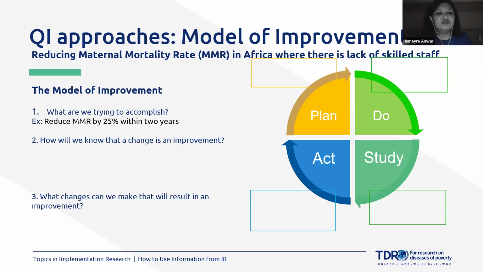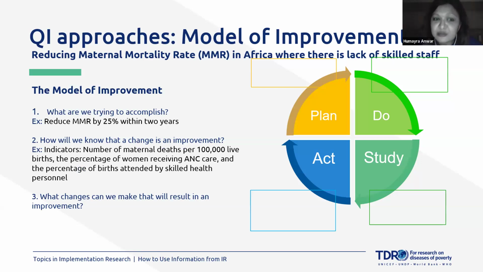This is just an example. We have to reduce the maternal mortality rate by 25% within 2 years. It should be a feasible goal. Then how will we know that a change is an improvement? As I say, we should set some measures. What are the measures for reducing maternal mortality? It could be the number of maternal deaths, the percentage of women receiving antenatal care, and the skilled birth percentage of births attended by skilled health personnel, and the institutional delivery rate. All of this can give you the thought that the change is an improvement.